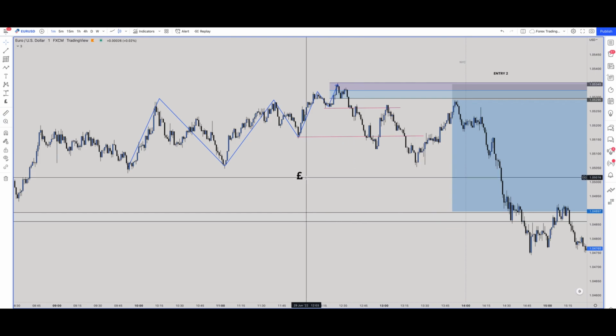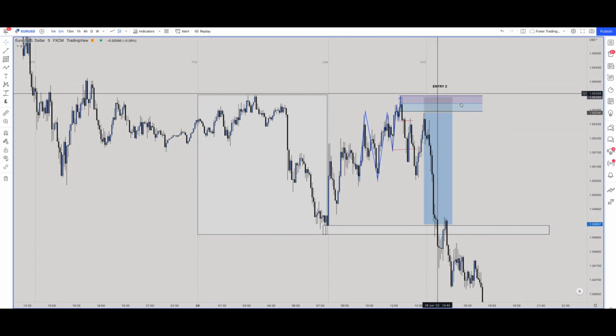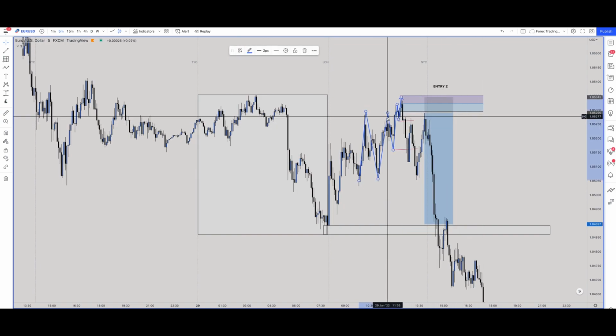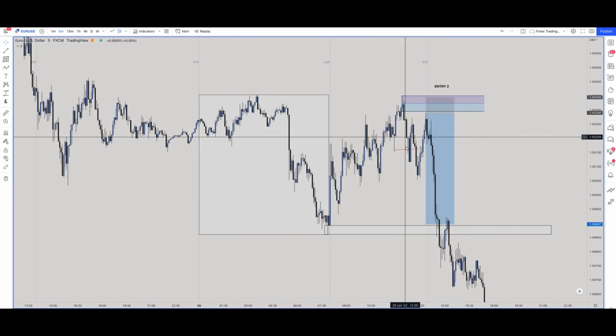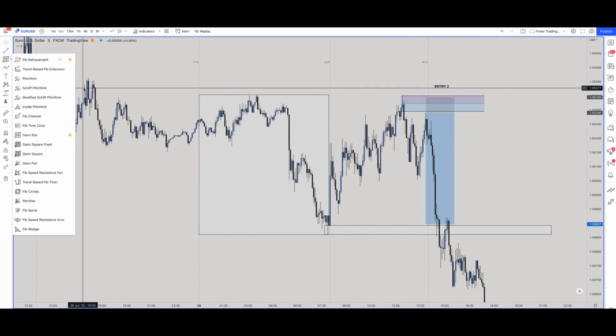Now, you'll see on here, what I've done is I've just used the 5 minute on this. And because I already had my entry here, so first entry was around, just quickly put it back on.